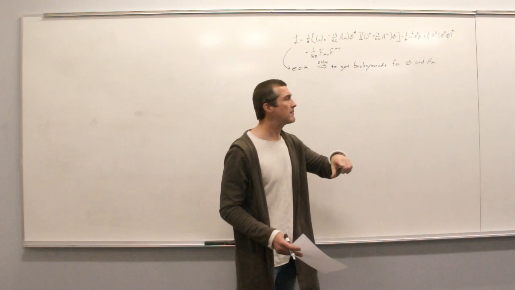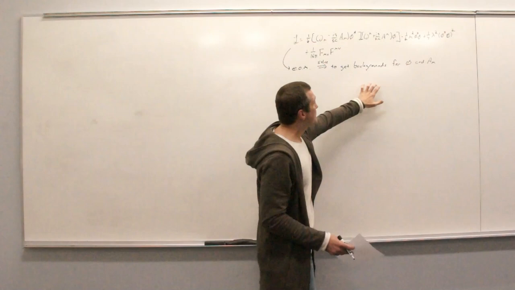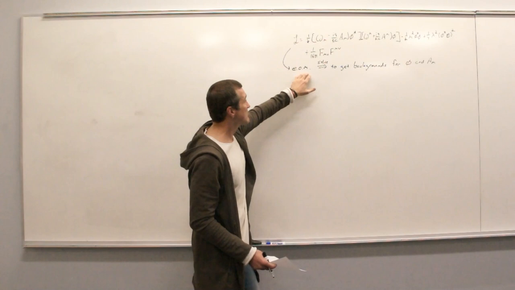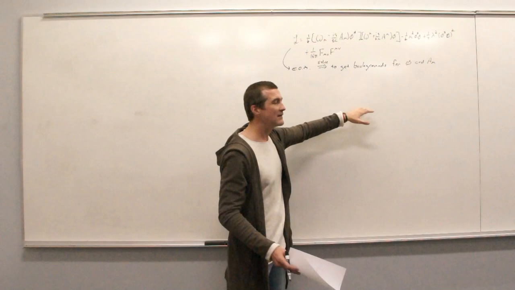But anyway, you have to figure out what the field configurations are in the first place before you let them fluctuate. Okay? So all I'm saying is you take the Lagrangian, you find the equations of motion, you solve them with boundary conditions, which is usually that they vanish at infinity, okay? And that gives you the backgrounds, okay? I'm gonna play this game in just a minute, okay?